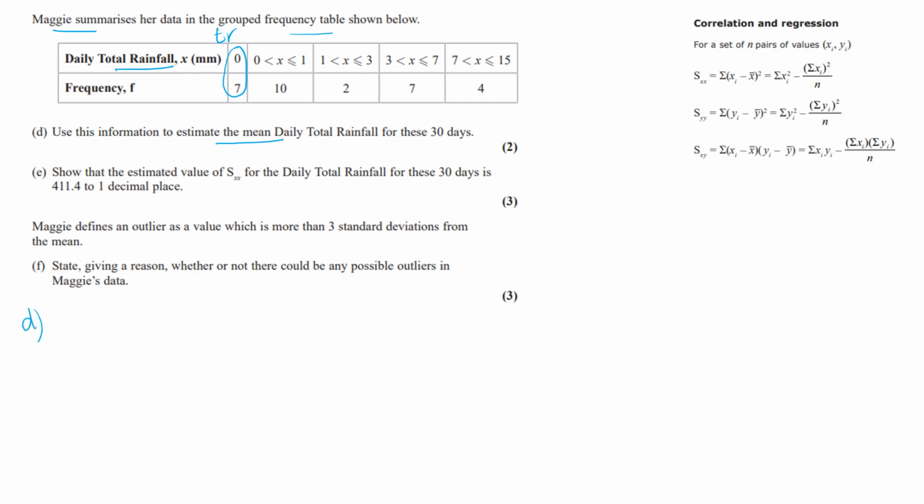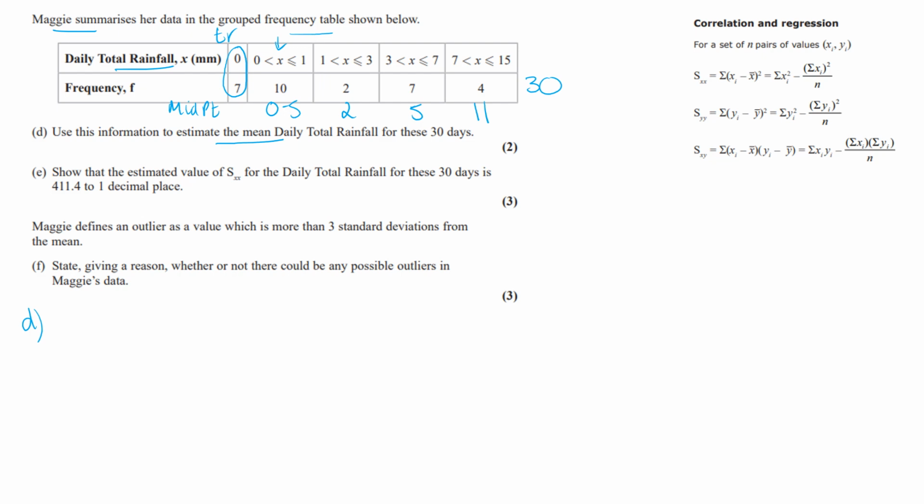So in order to estimate the mean, we need midpoints. So halfway between 0 and 1 is going to be 0.5, and the next one's going to be 2, and then 5, and then 11. And what we need to do is add up all the rainfall and divide by how many we have. Well, it was 30 days. We can see that if we add up the frequency.